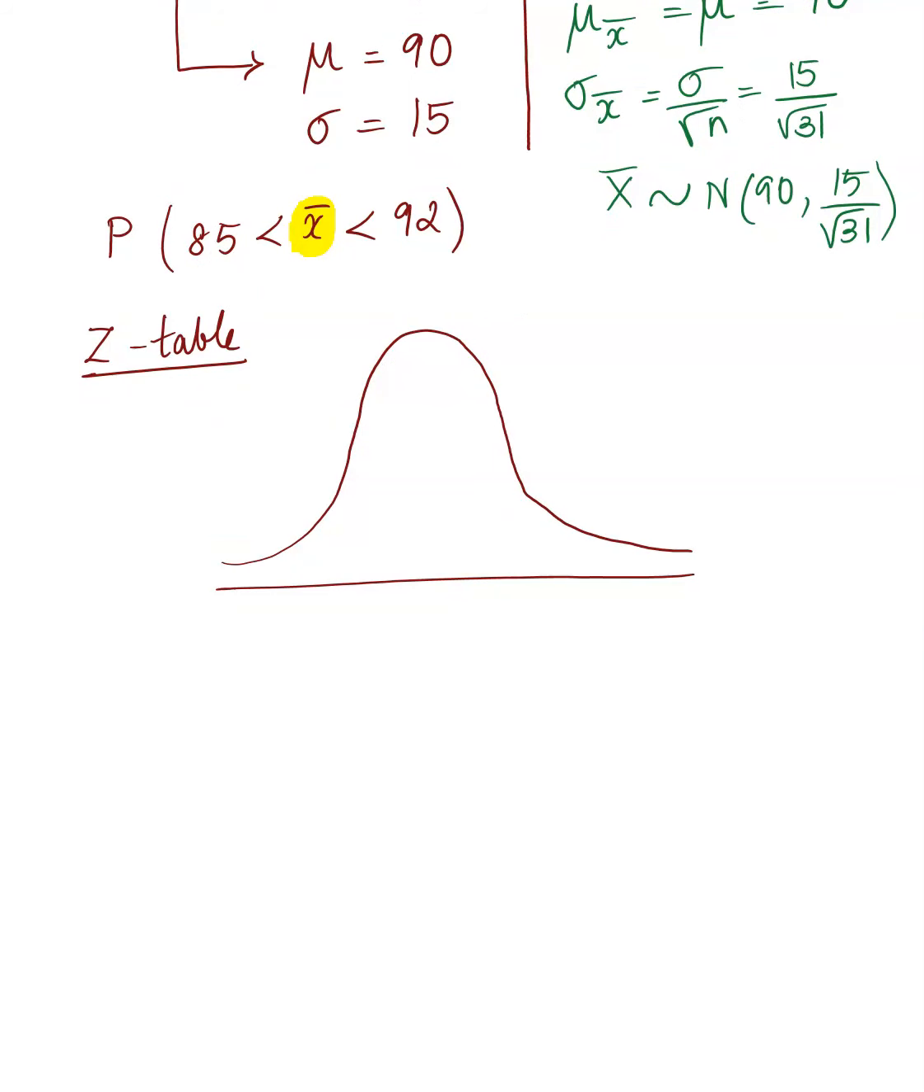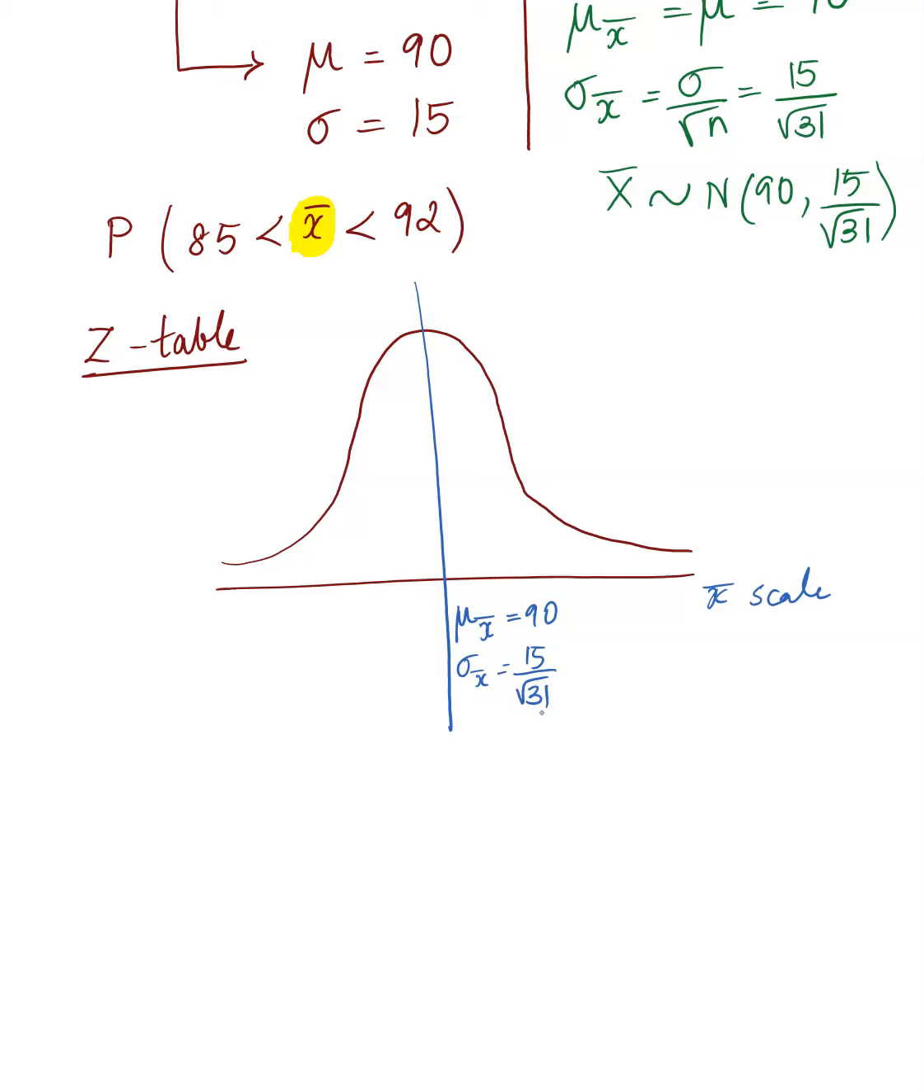So we now have mu to be, I should say mu x bar, right? Because these are the x bar values here. The scale is x bar. Because now you no longer have individual x values, you now have x bar values, the sample mean from one sample, the sample mean from the second sample, and so on. So mu x bar is 90 and sigma x bar is 15 over root 31. This is what we have.